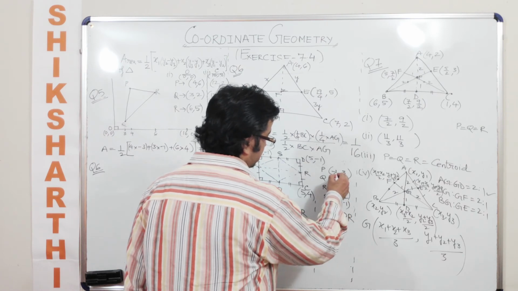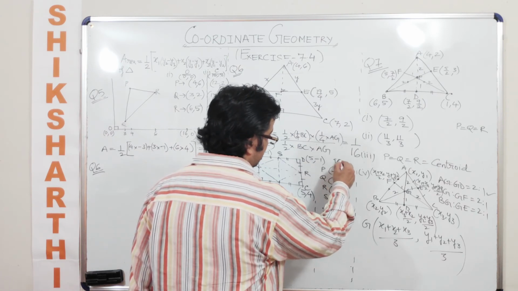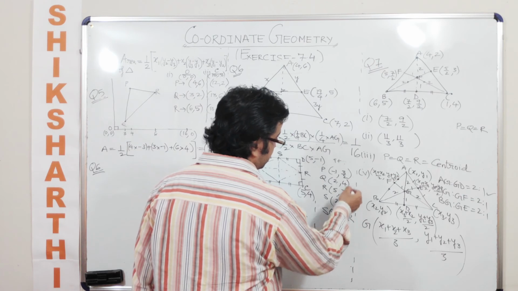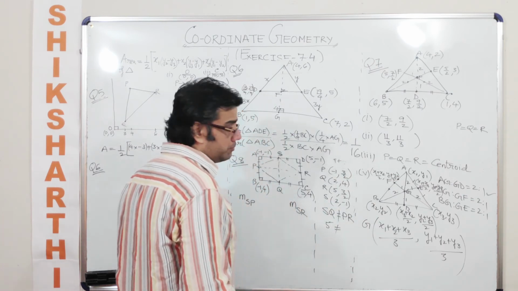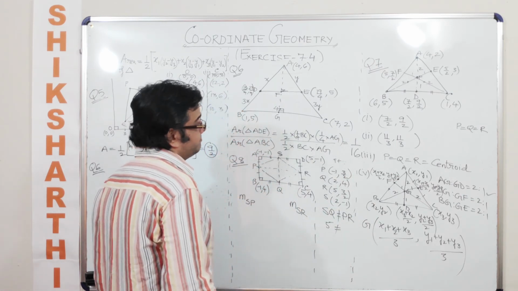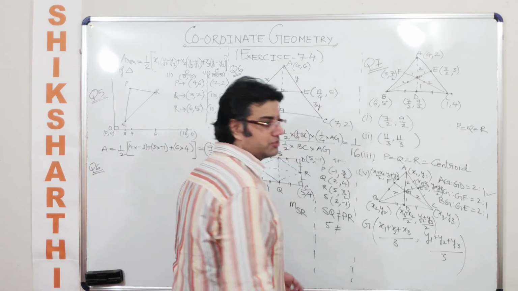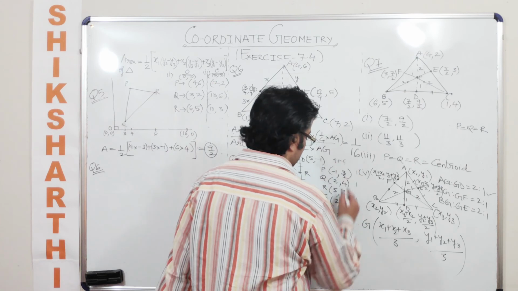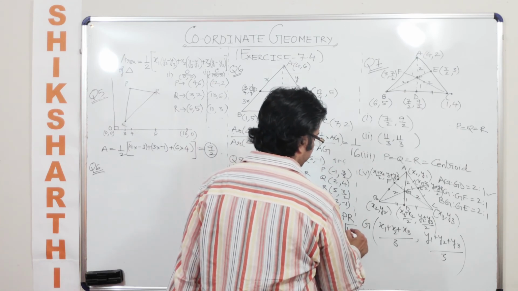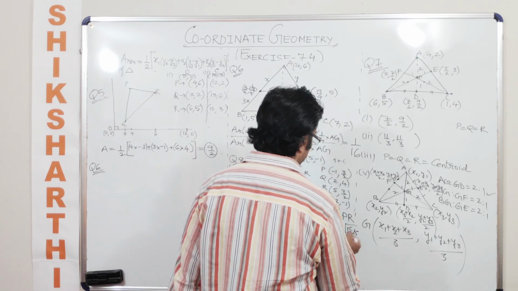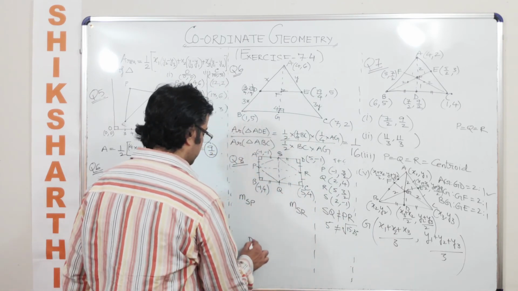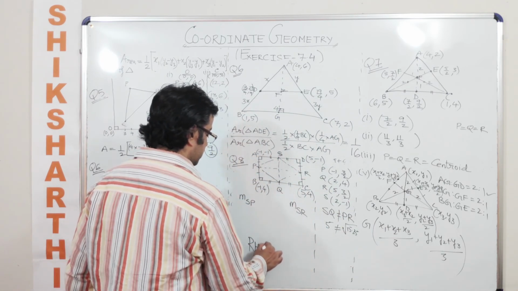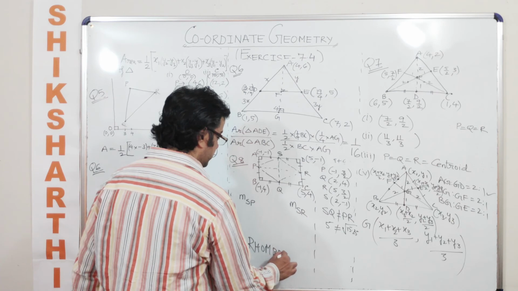2 minus minus 1, which is 3 square, which is 9, plus minus 1 and minus 1.5, which is minus 2.5. Minus 2.5 whole square is 6.25. So now this comes out to be under root of 15.25, which they are not equal. Hence it proves what? It is a rhombus. Had I used the slope method, that also you can do.